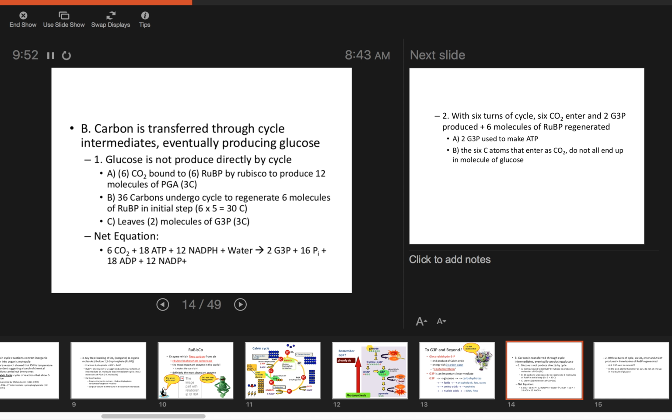So here's the net equation for the Calvin cycle. 6 molecules of CO2. You're going to use 18 ATP in the process of the Calvin cycle, as well as 12 electron carriers plus water indirectly from the photosystems, and you're going to form 2 G3P molecules, because G3P has 3 carbons in it, so you have 2 of them, there's 6. 16 phosphates, 18 ADP, because these guys get oxidized, and then 12 NADP plus.